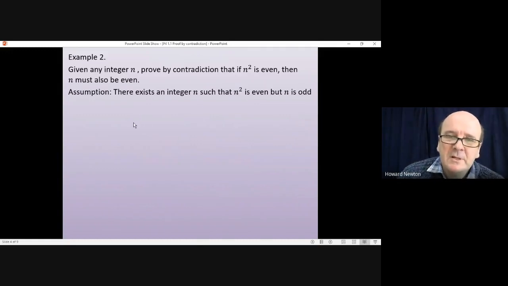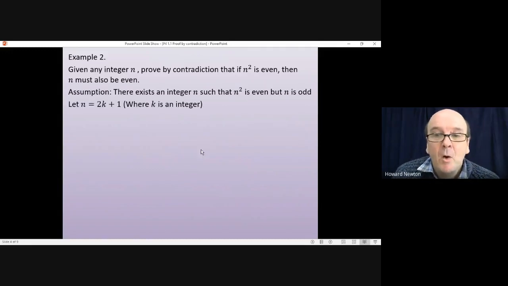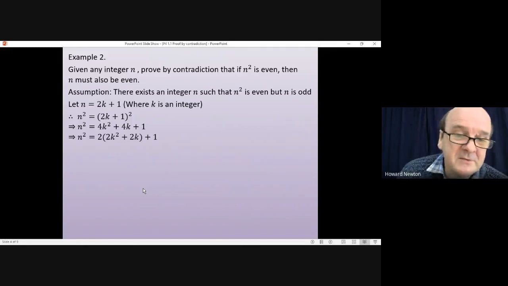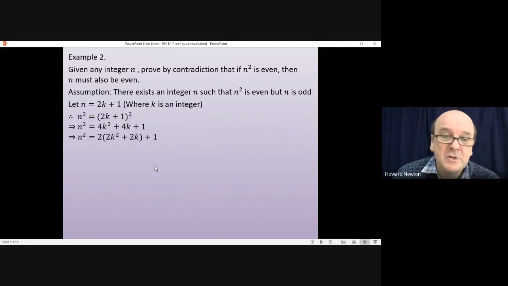Okay, let's have a look. The starting point can often be the trickiest thing with this. So we're going to say, well, if n is an odd number, what happens? So let n be an odd number, and that means we let n equal 2k plus 1, where k is an integer. And then we're going to square it. So if we square n, we'll get 2k plus 1 squared. Multiplying out the brackets gives us 4k squared plus 4k plus 1. Then factorizing the first two terms gives us n squared will equal 2 times (2k squared plus 2k) plus 1.